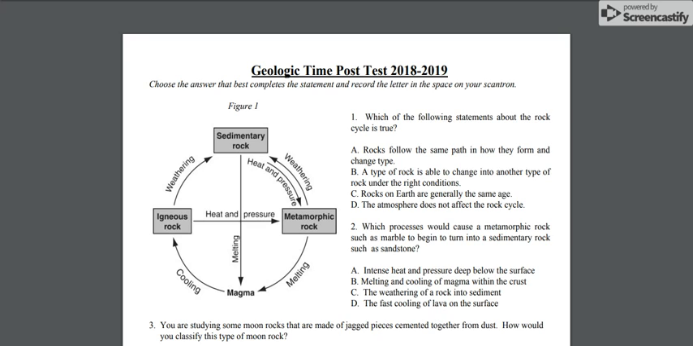Number 2, which processes would cause a metamorphic rock such as marble to begin to turn into a sedimentary rock such as sandstone? A, intense heat and pressure deep below the surface. B, melting and cooling of magma within the crust. C, weathering of a rock into sediment. Or D, the fast cooling of lava on the surface.